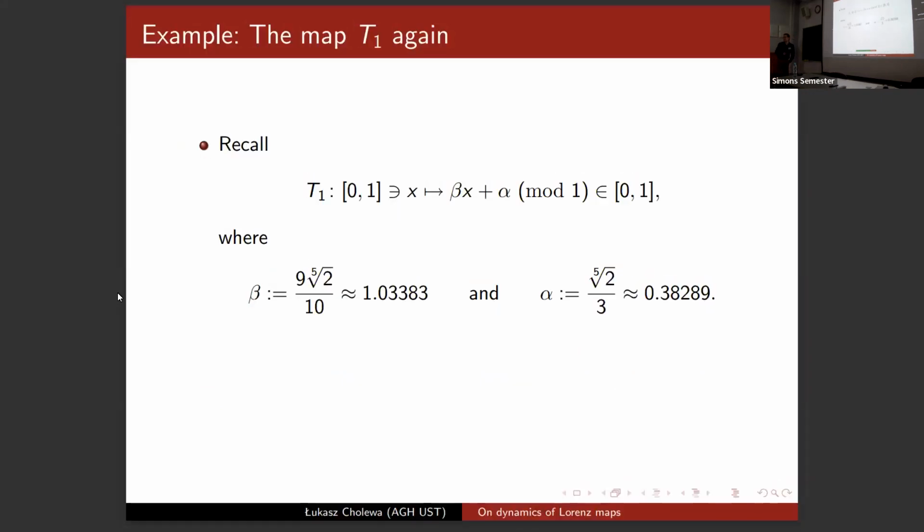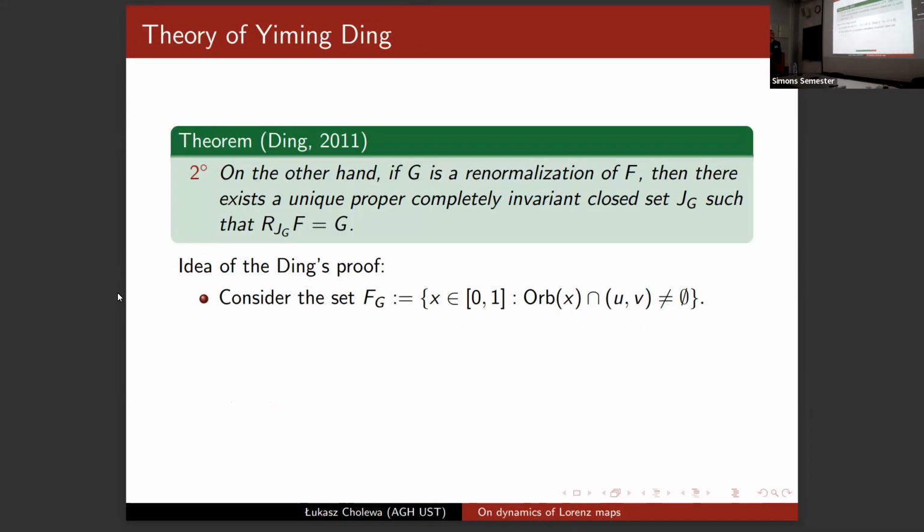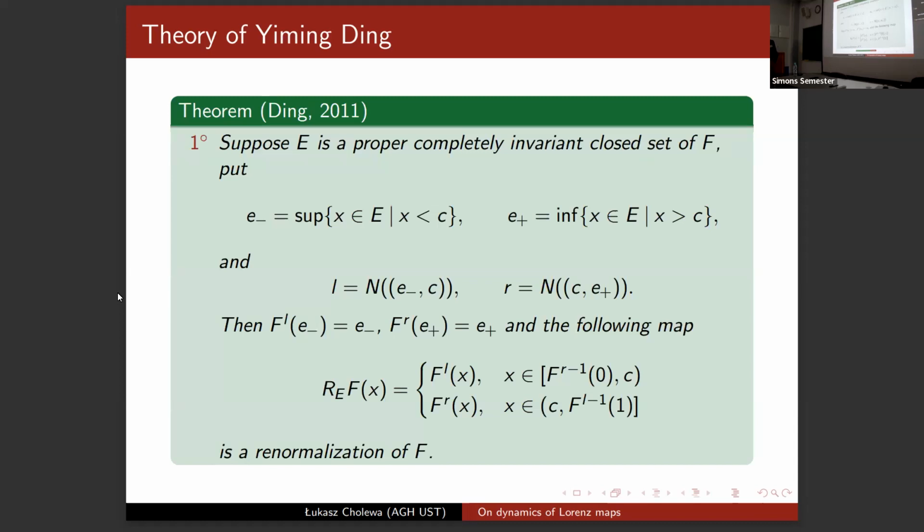So just to clarify, the first part of Ding's theorem is correct. It's the second part that has a problem. There are some technical issues. For sure, it is correct when E is a proper subset of (0, C) or (C, 1). It cannot contain the critical point C because then it will be the whole interval. And there is also some problem when it contains 0 or 1.